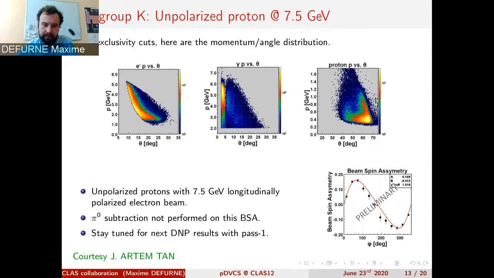You can see on the right the raw beam spin asymmetry that we showed last year. We qualified this beam spin asymmetry as raw because we did not have time at that moment to make the pi0 subtraction. So we still have some contamination inside this sample, but stay tuned, because we will go through pass one for run group K, and once the pass one is performed, since we have all the scripts, we'll have really fresh and brand new data.